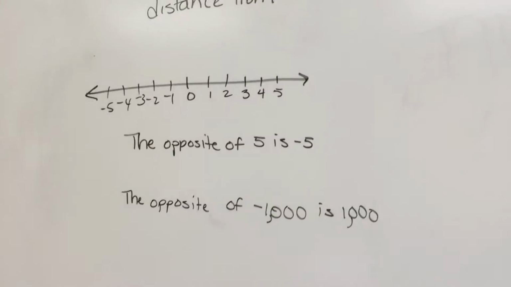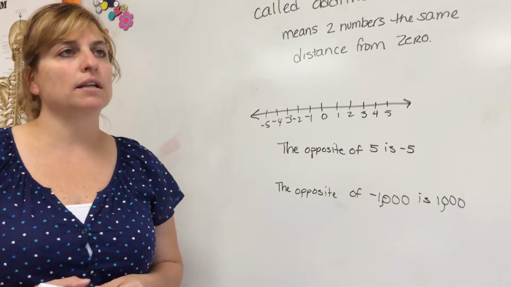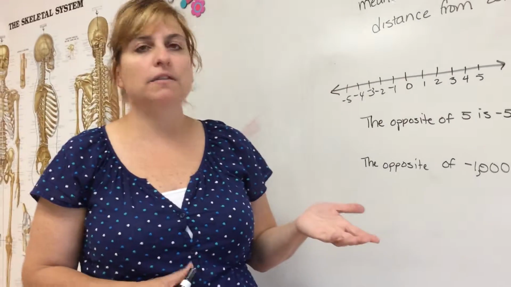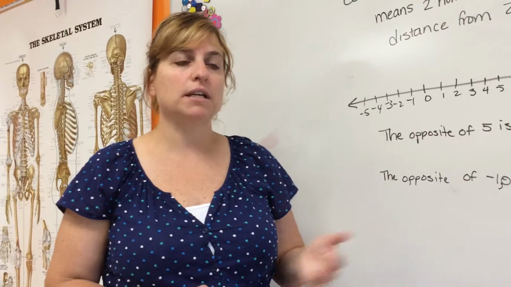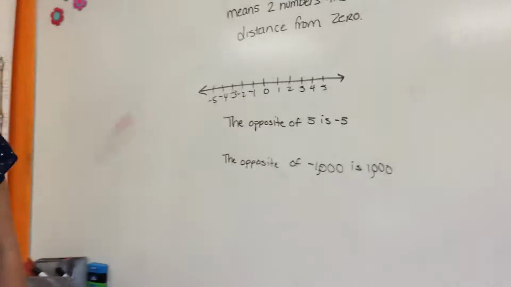So what would the opposite of 10 be? And hopefully you would say -10. The opposite of 3 is -3. The opposite of -50 is 50. Okay, so it's just one's negative, one's positive, same number.